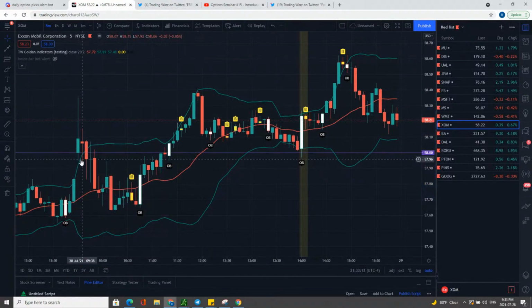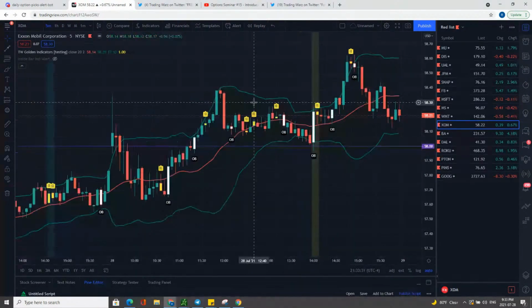So even if you missed the ORB, you missed the fib, you still have this outside bar calling your name for the low of the day, and that's a beautiful play. Very, very good play. So hit me with a 5 if we're okay with XOM.